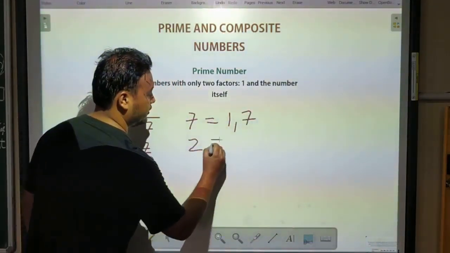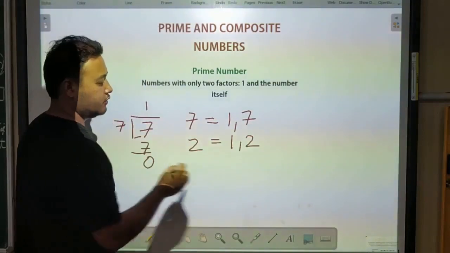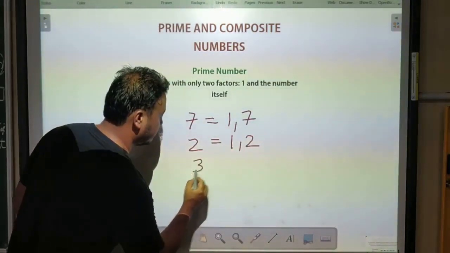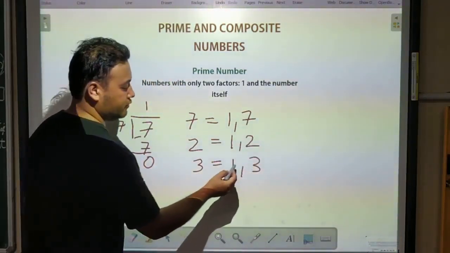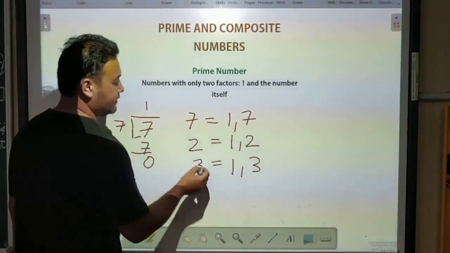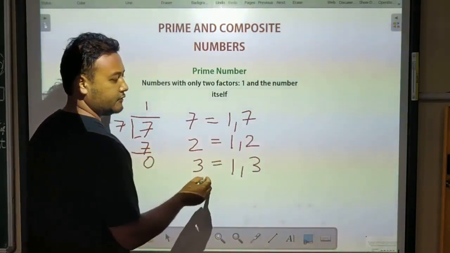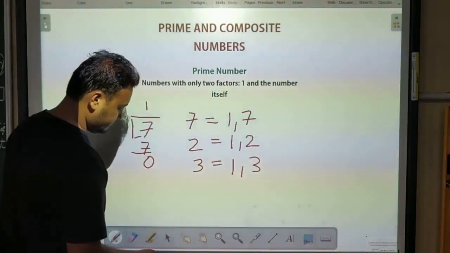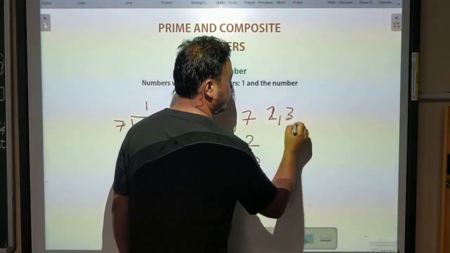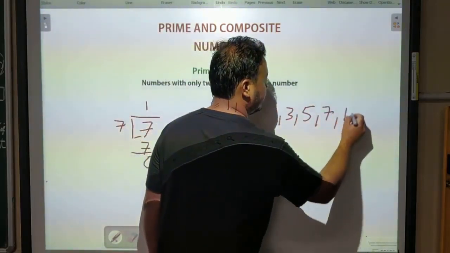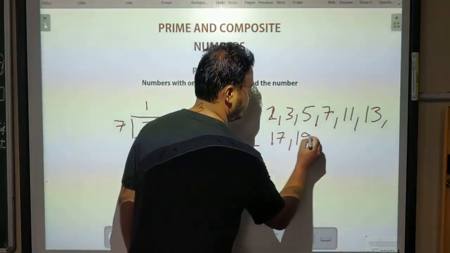Factors of 2. Which 2 numbers when multiplied give you 2? That is only 1 and 2. 1, 2s are 2. So the factors of 2 are only 1 and 2. What about 3? 1 and 3 when multiplied give you 3. So only 1 and 3 are factors of 3. So these kind of numbers which have only 2 factors, 1 and the number itself, they are known as your prime numbers. Okay, so some of the prime numbers are 2, 3, 5, 7, 11, 13, 17, 19 and so on.